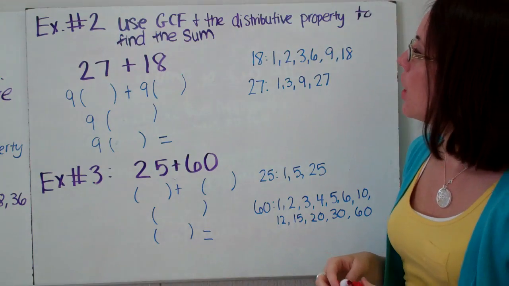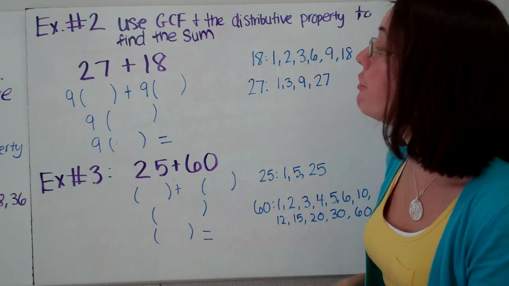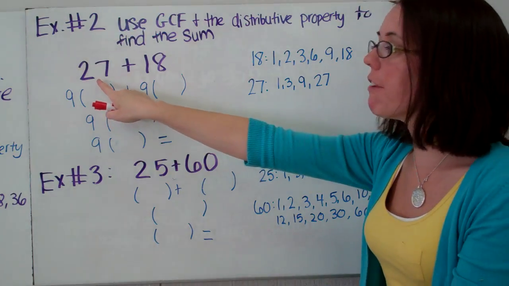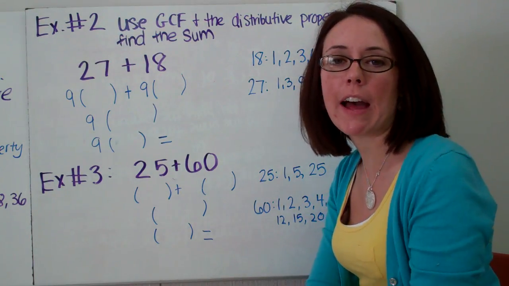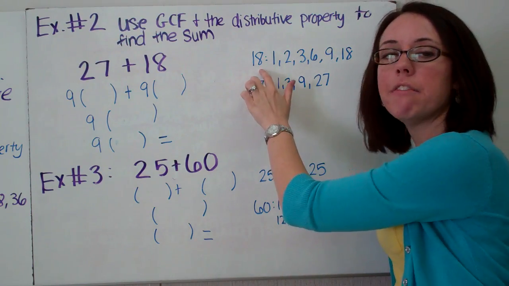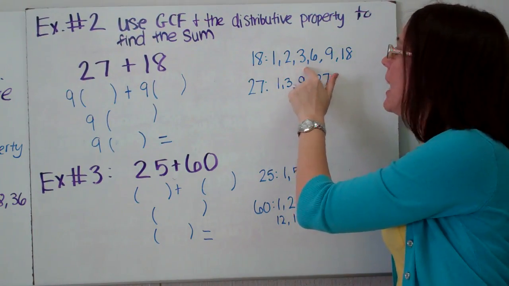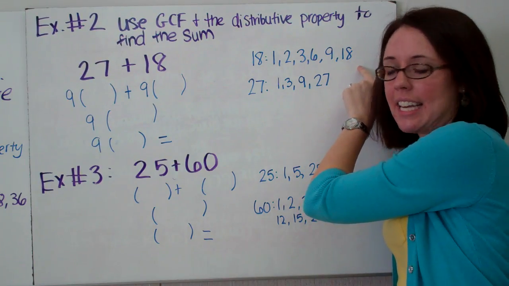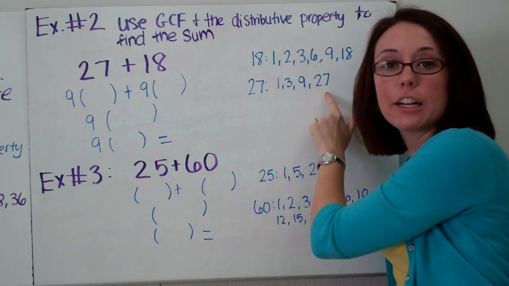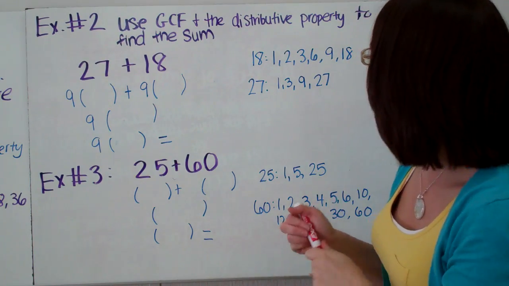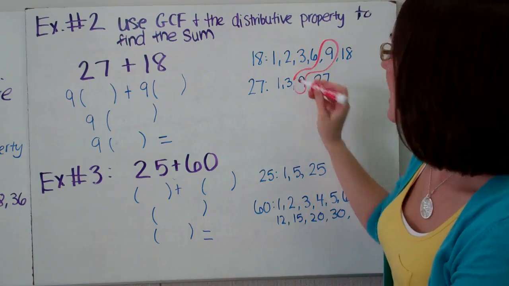Example number 2. Use the GCF and the distributive property to find the sum. So we're going to find the sum of 27 plus 18. First step is to find the GCF. So we're going to list out our factors. The factors of 18 are 1, 2, 3, 6, 9, and 18. The factors of 27 are 1, 3, 9, and 27. So we know that the biggest number that both of these numbers have in common is 9.